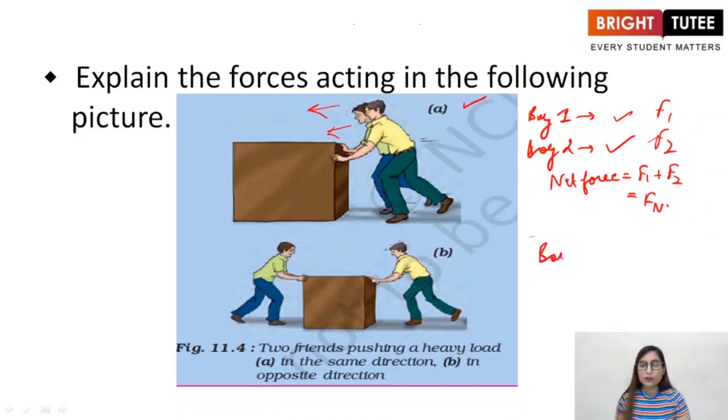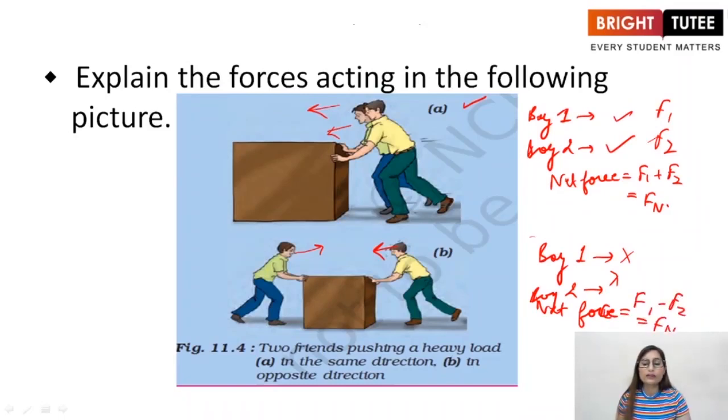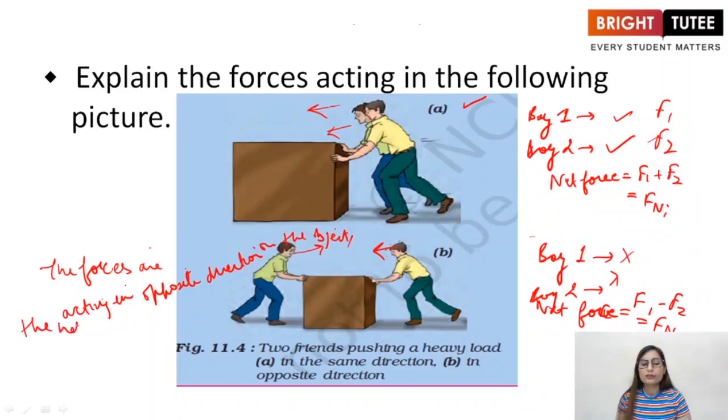Now in case 2, boy 1 is applying the force in this direction and boy 2 is applying the force in the opposite direction. They are not working together. So the net force will be equal to F1 minus F2, which is equal to Fn, right? This was Fn1, this is Fn2. So in the second case, because the forces are acting in opposite directions on the object, the net force will be equal to the difference of the two forces, right?